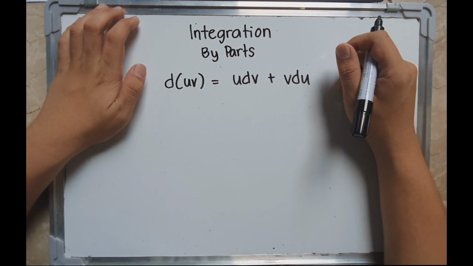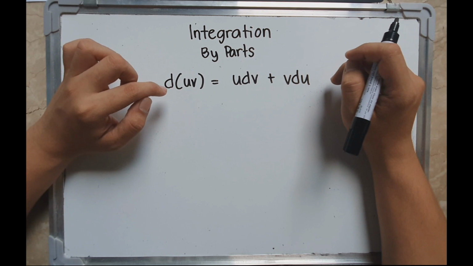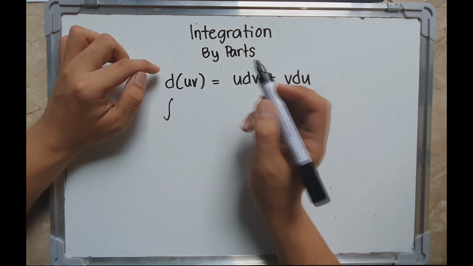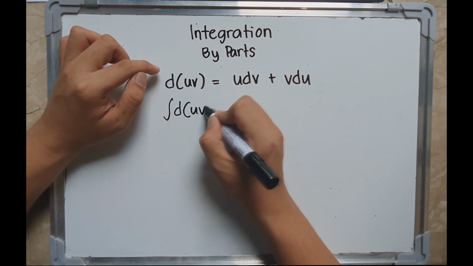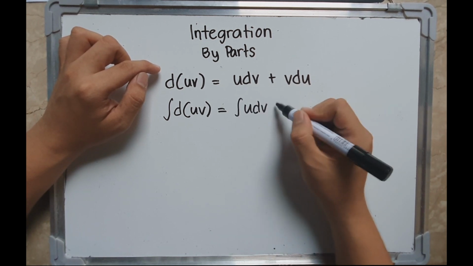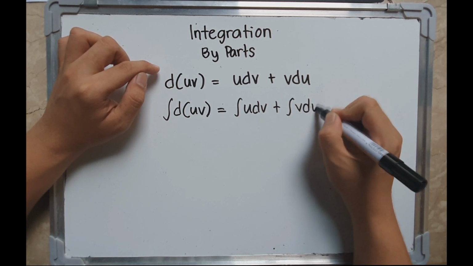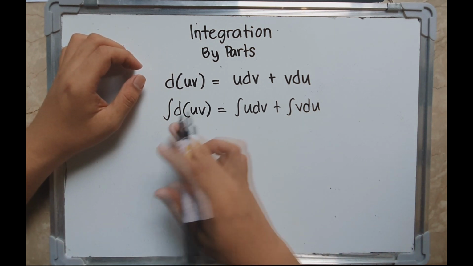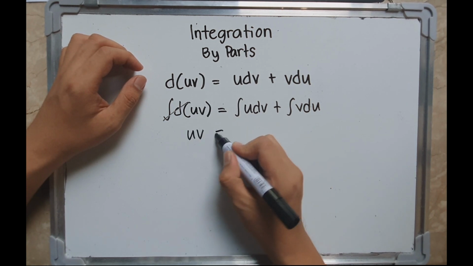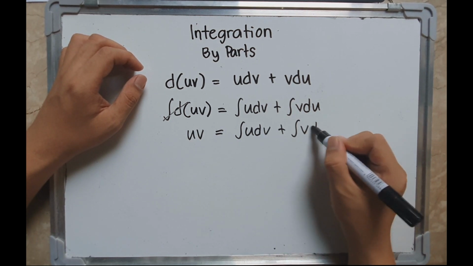Now if we take the integral of this equation, the right side and then the left side of the equation, we now have the integral of the derivative of uv, that is equivalent to the integral of u dv plus the integral of v du. Now notice we could cancel the integral and derivative symbol. We now have uv is equivalent to the integral of u dv plus the integral of v du.